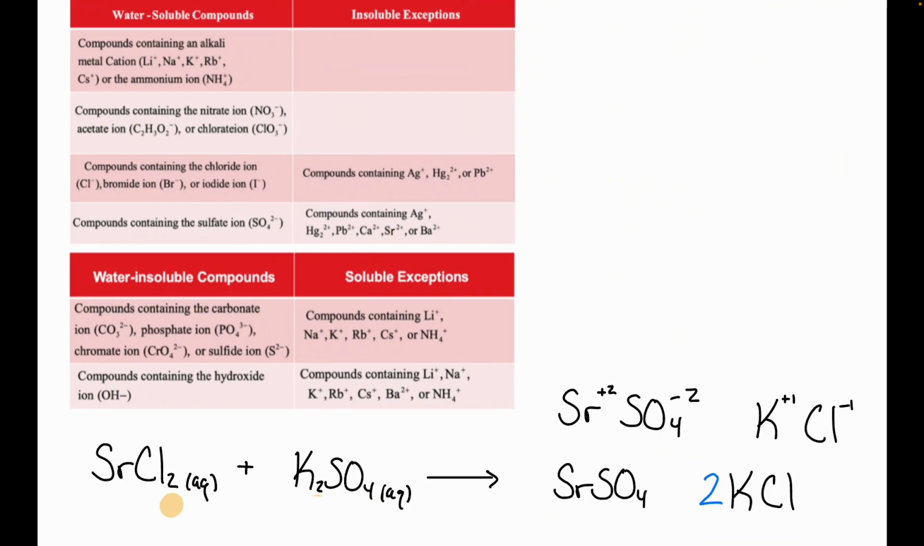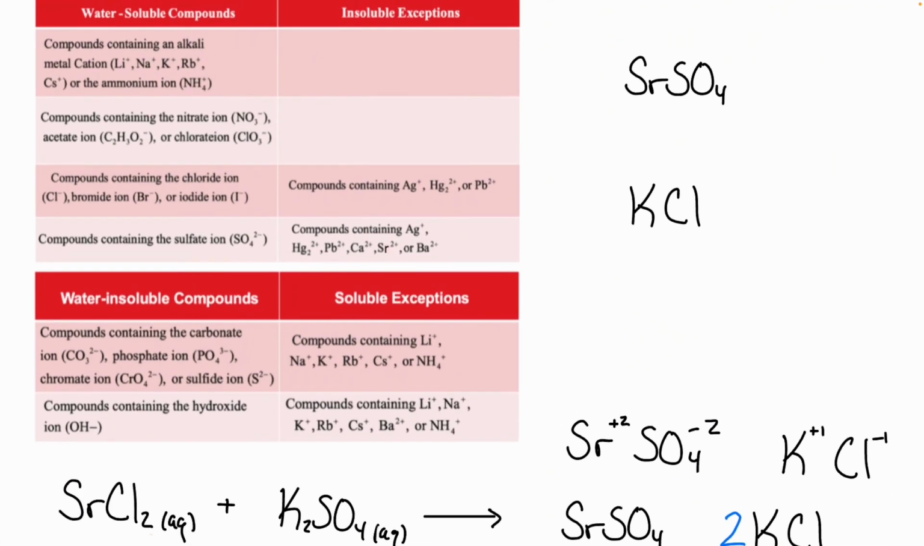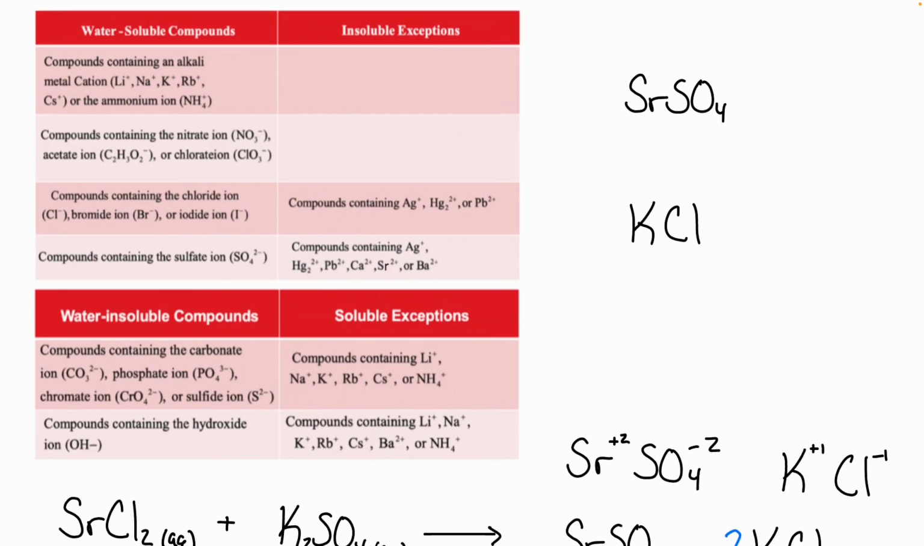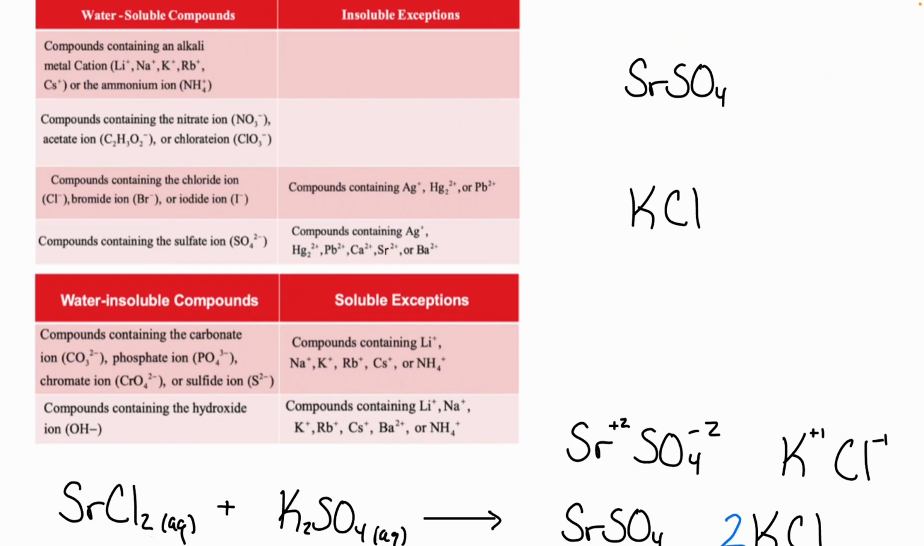But this isn't done yet. I need the states of matter here, so I'm going to look up each of these compounds, my strontium sulfate and my potassium chloride, on this table here, on my constants page, my solubility table. And I got to figure out which one's soluble and which one's insoluble, all right? Because I got to know which one's going to get the S and which one's going to get the AQ in my chemical equation.